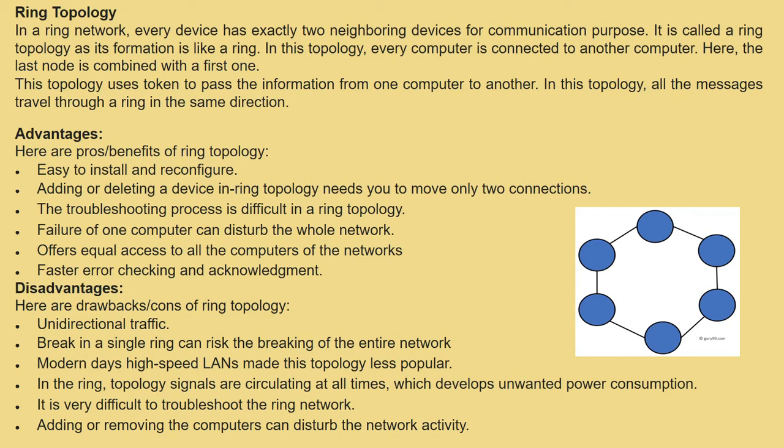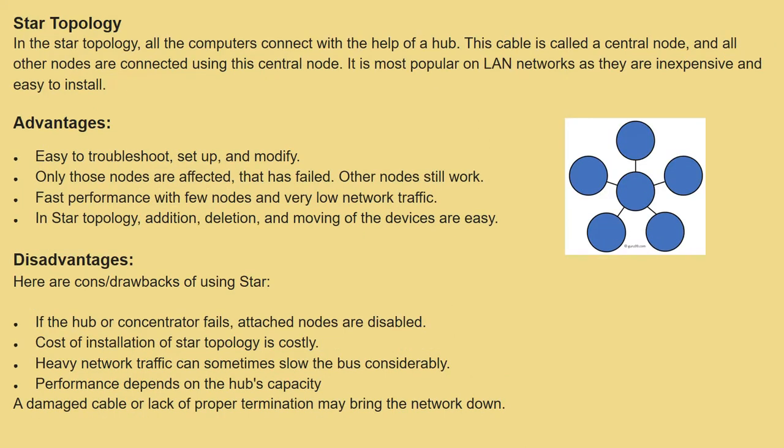In the ring topology, signals are circulating at all times, which develops unwanted power consumption, which means power consumption is very high. Okay, it is very difficult to troubleshoot the ring topology, and adding or removing computers can disturb the network activity. Okay, next is star topology.